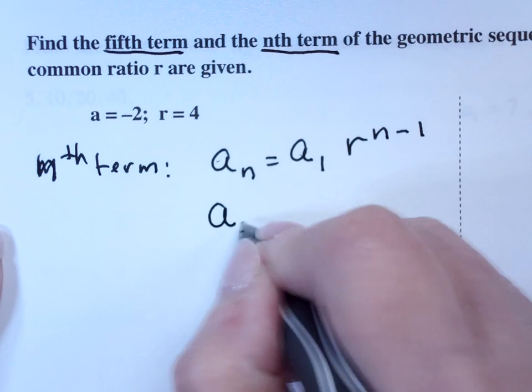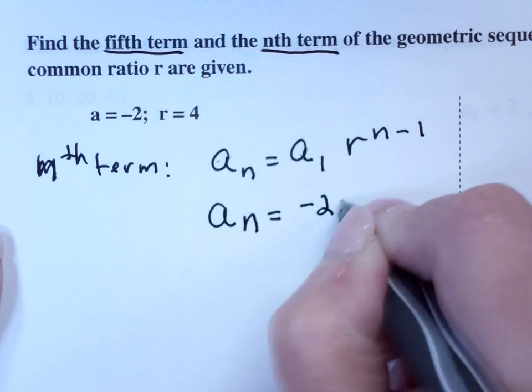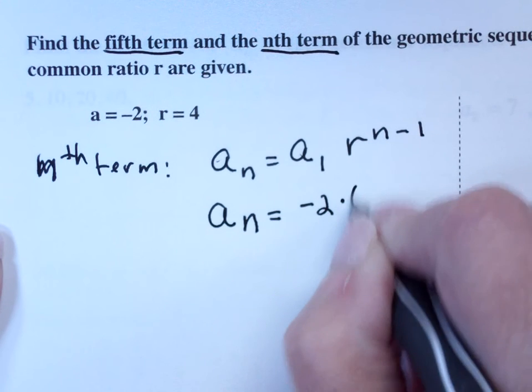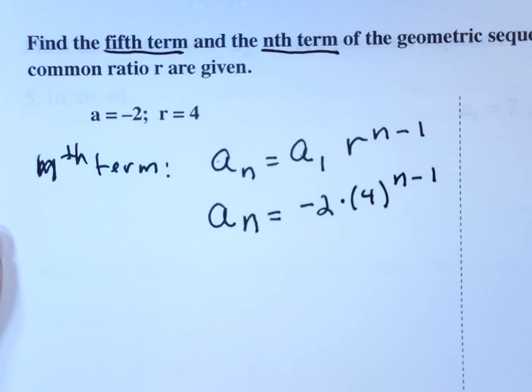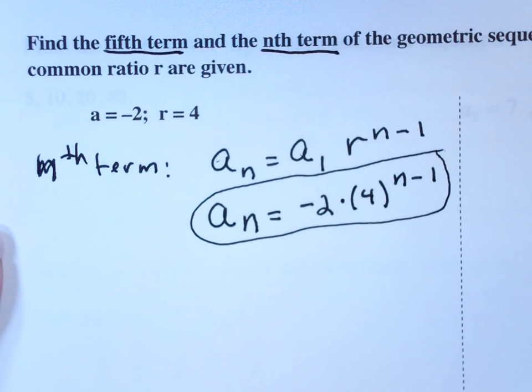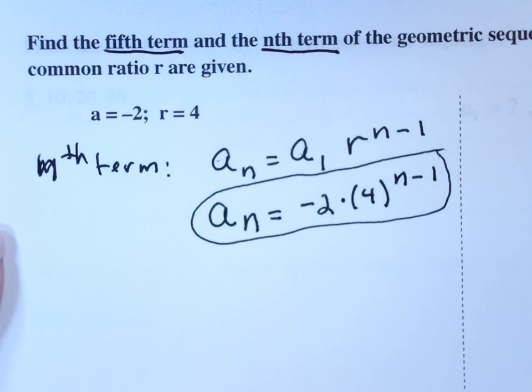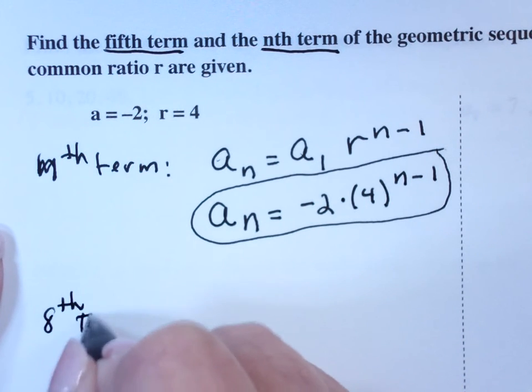So the nth term would be a sub n is a sub 1, which is negative 2, times r, which is 4 to the n minus 1. So there's your nth term. Essentially that is your sequence generator. So now I can find anything in the position that we're looking for. I want the 8th term.